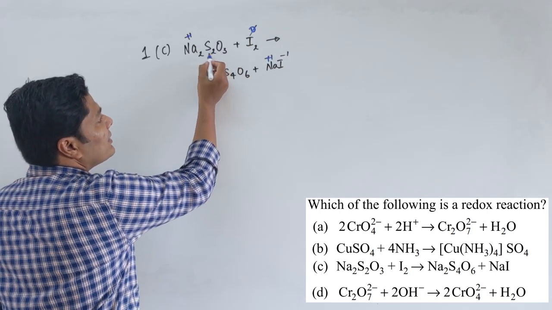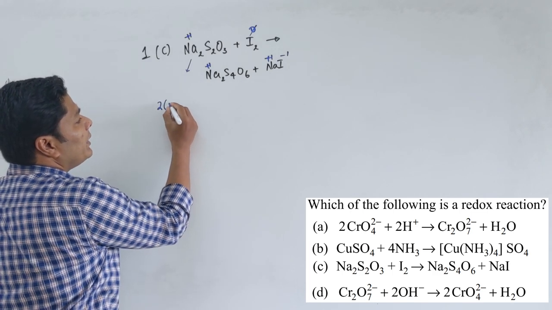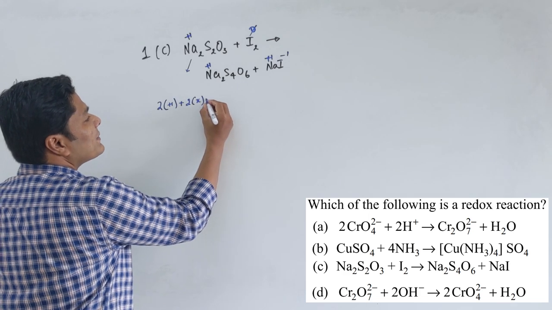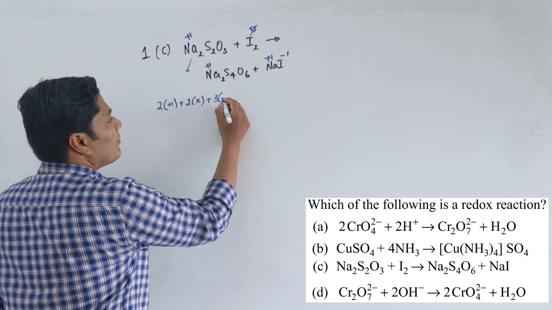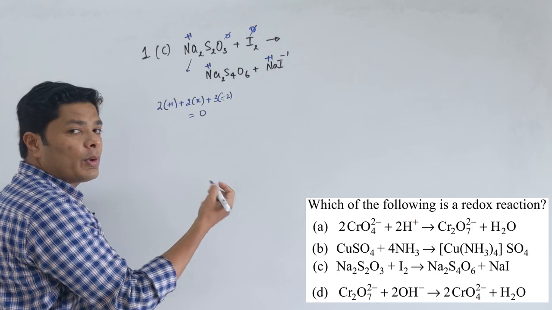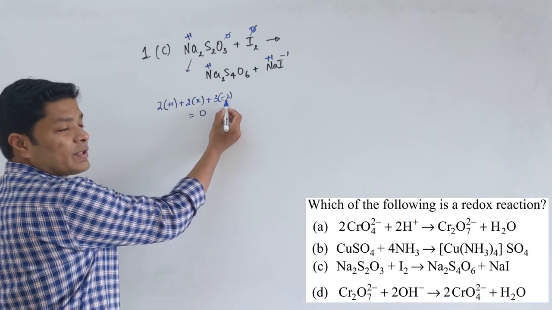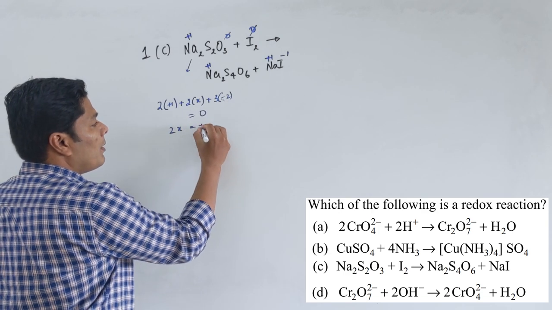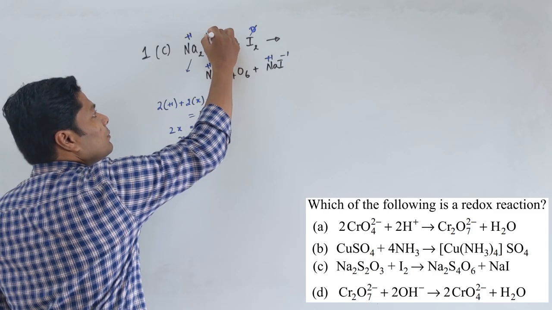Now, my sulfur here: I have 2 sodiums, each of them is plus 1, so plus 2, sulfur, oxidation number is x, plus 3 oxygen, oxidation number is minus 2. That equals the total oxidation number of the compound, it's not an ion, so that is 0. So, plus 2, minus 6 makes it minus 4. That makes it 2x equals plus 4, so x equals plus 2. So this sulfur is plus 2.